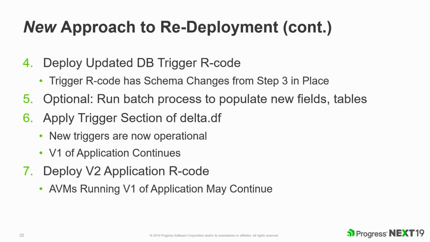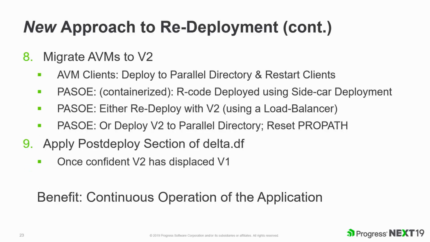And then version 1 of your application can continue to operate in this world. It will run the new triggers, which is why you need the trigger code to be available and deployed. Then finally, deploy version 2 of your application R code, and while version 2 of your R code is running, your AVMs running version 1 can continue to operate. They can continue to run version 1 of your application. This sort of has step 8, but it's really a part of that previous step.